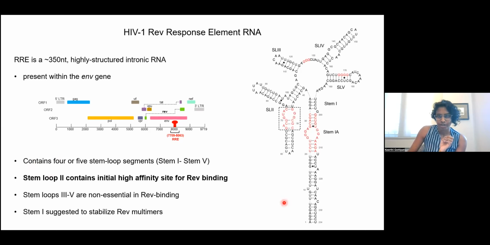As for binding of Rev to RRE, stem loop 2 contains the initial high affinity binding site for Rev. Rev is also able to bind other stem loops in RRE, but 3 through 5 are not essential for Rev interaction. And stem 1, which contains the other high affinity site for Rev, it has been suggested that it stabilizes the Rev multimers. So basically, I'm showing you here the proposed secondary structure of RRE. You have stem 1, stem 2, and 3, 4, and 5.